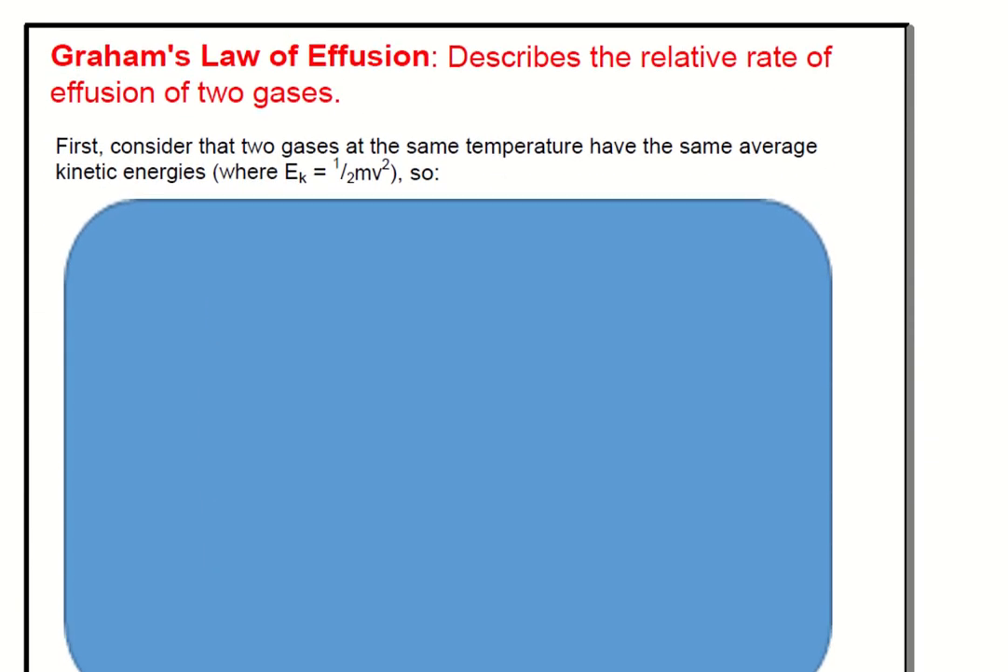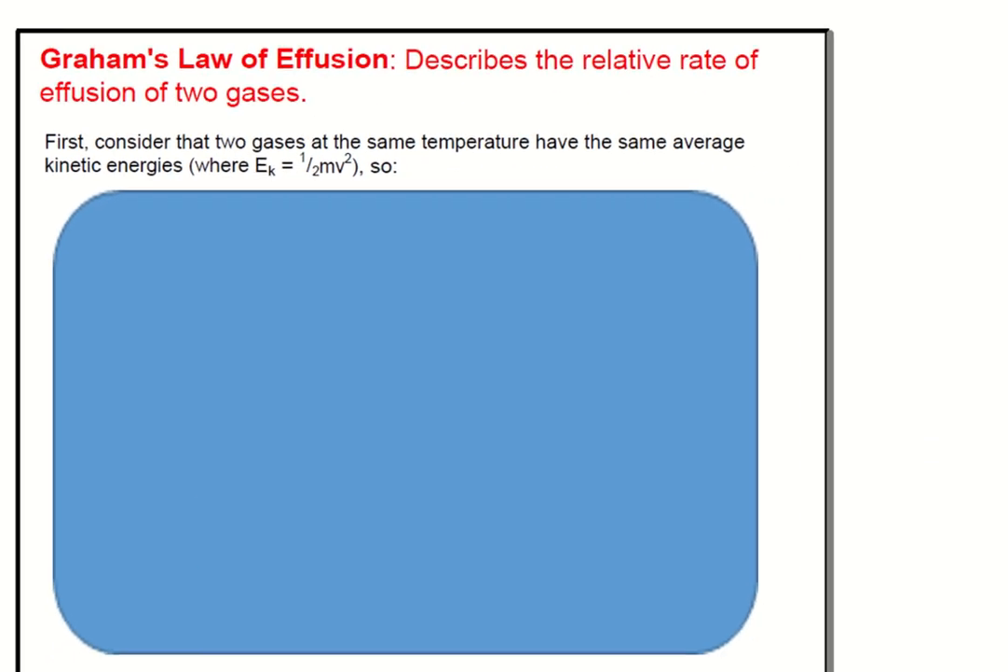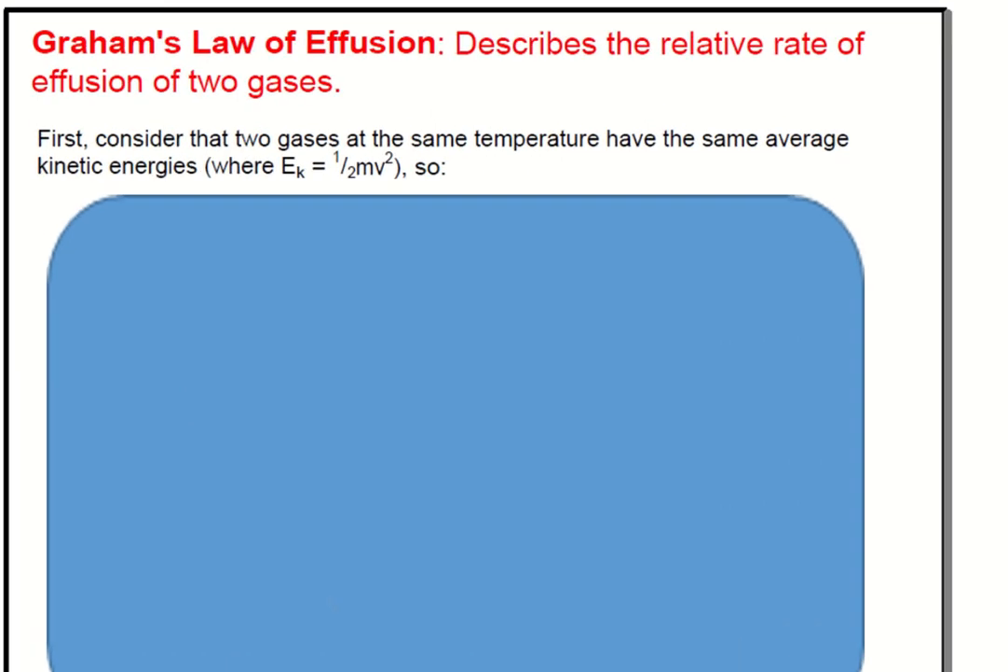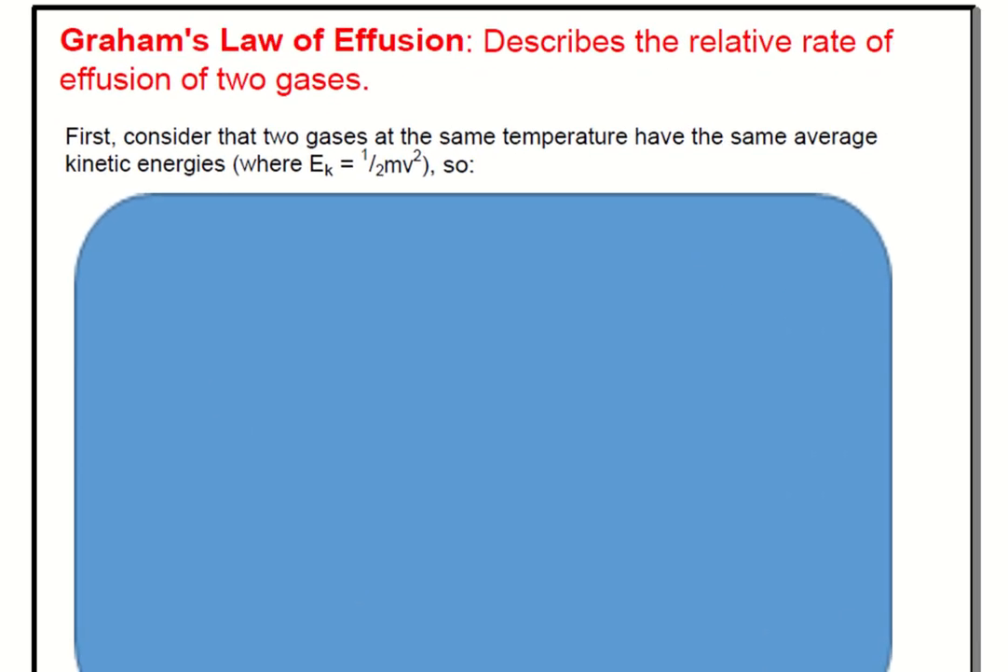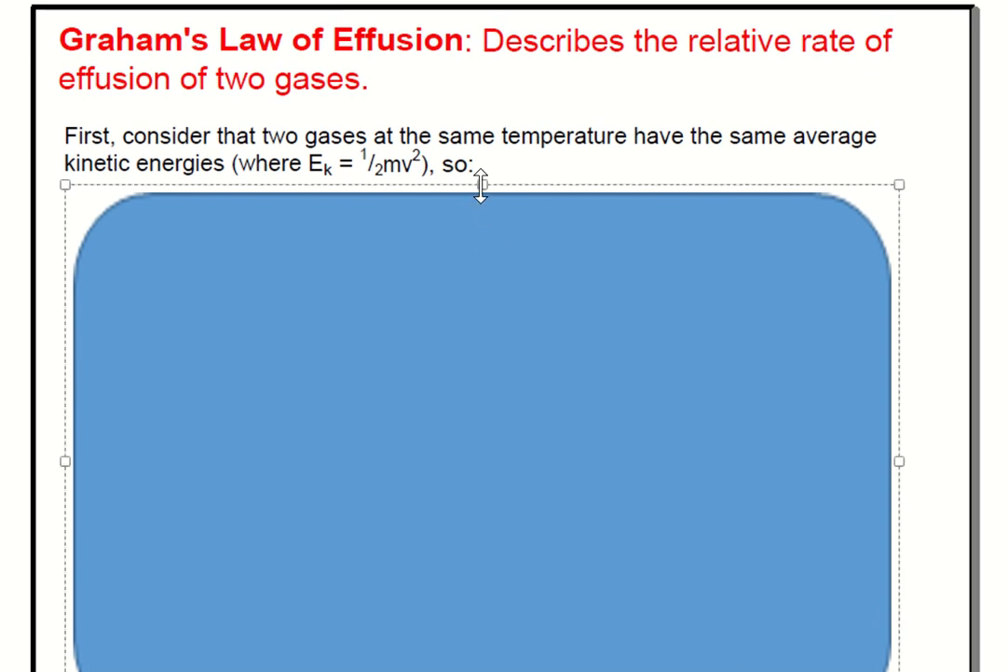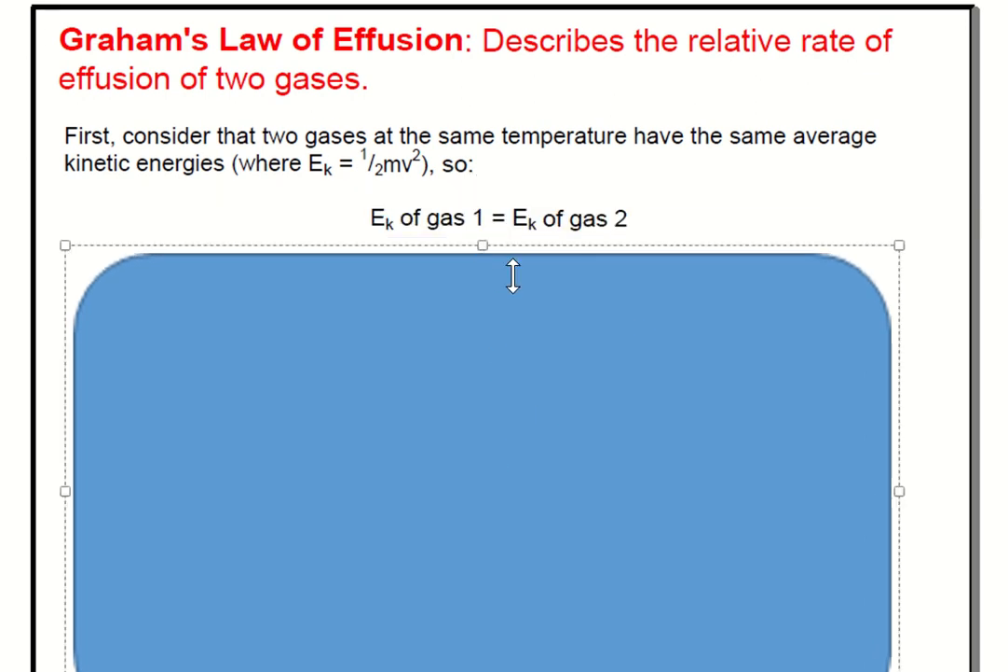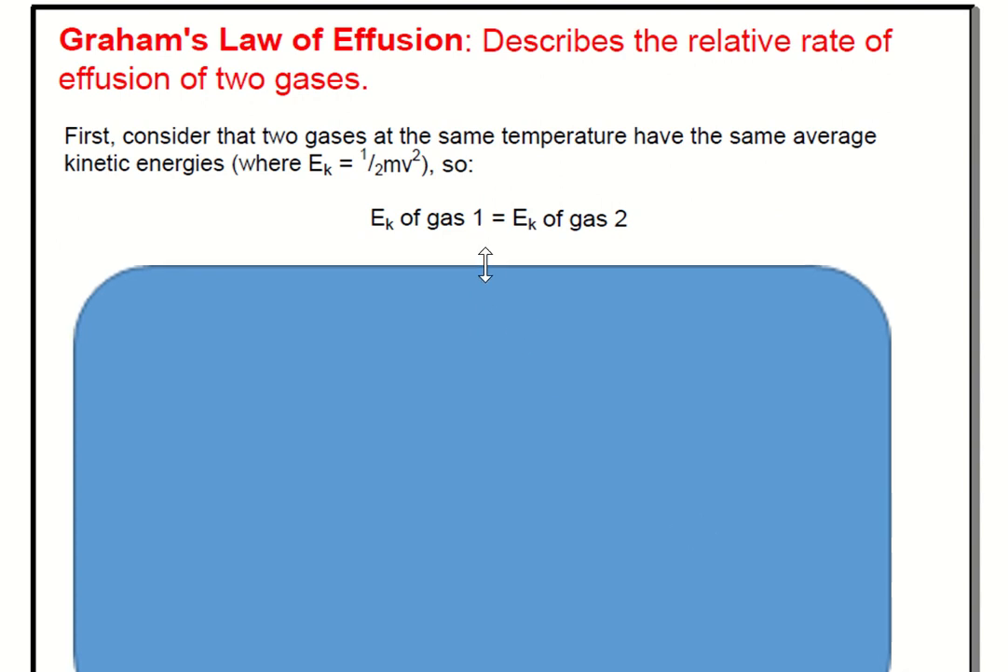Graham's Law of Effusion is going to describe the relative rate of effusion between two gases. Note the key here is relative rate. So first, I want you to consider two gases that are at the same temperature and have the same kinetic energies. Kinetic energy can be described as kinetic energy equals 1/2 mv squared. So from that, we can say the kinetic energy of gas 1 equals the kinetic energy of gas 2, because again, they're at the same temperature.